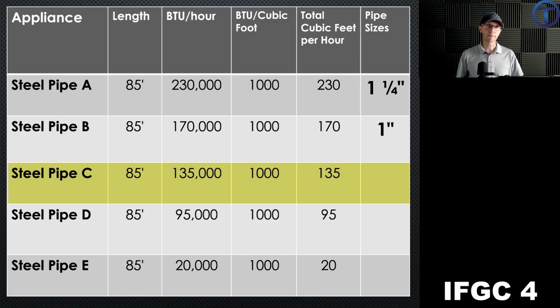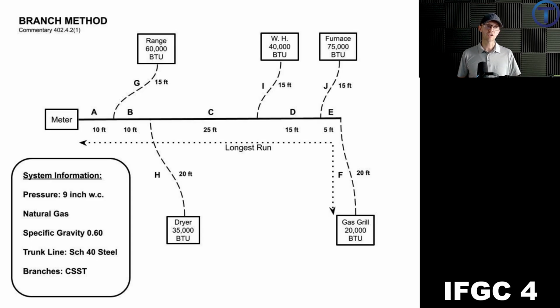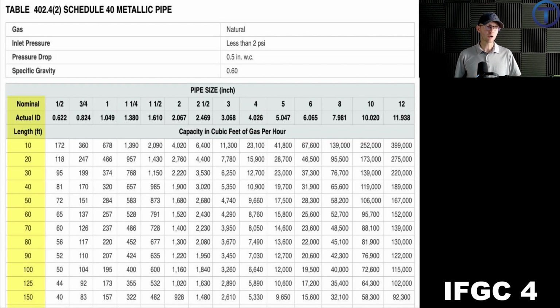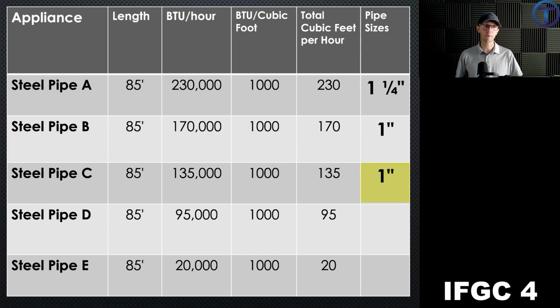Pipe section C, we're still using 85 feet. This has 135 cubic feet per hour. Section C is in the middle. We've dropped off the range and the dryer. We'll go to line 90. It's 135. That's more than 52, more than 110, but it's less than 207. So we'll go to the top, and we're going to stay with 1-inch pipe. We'll put that on our table.